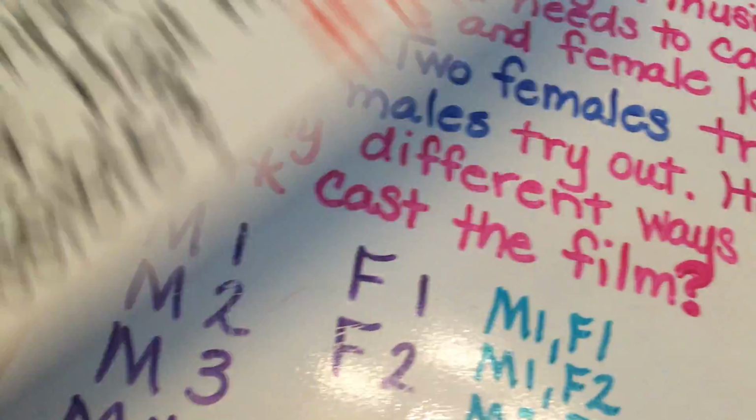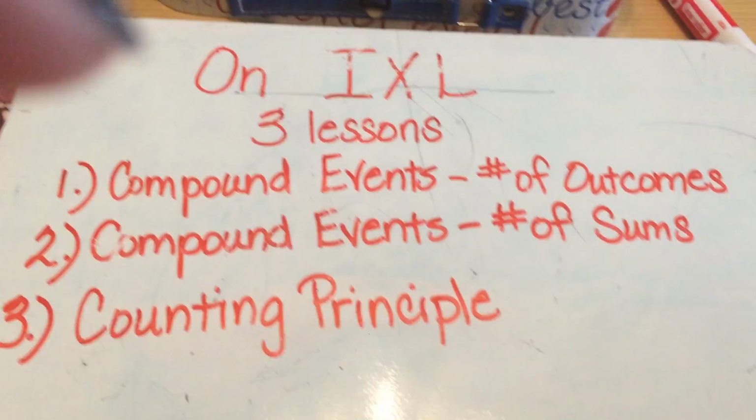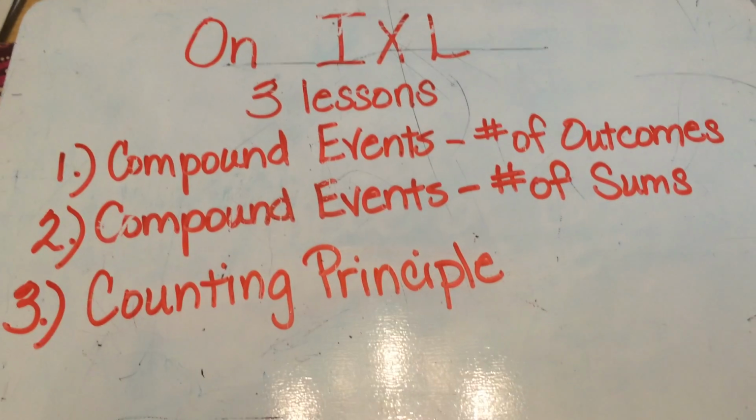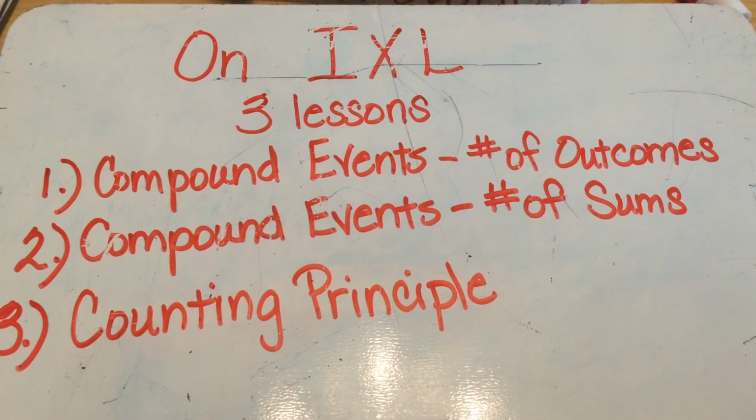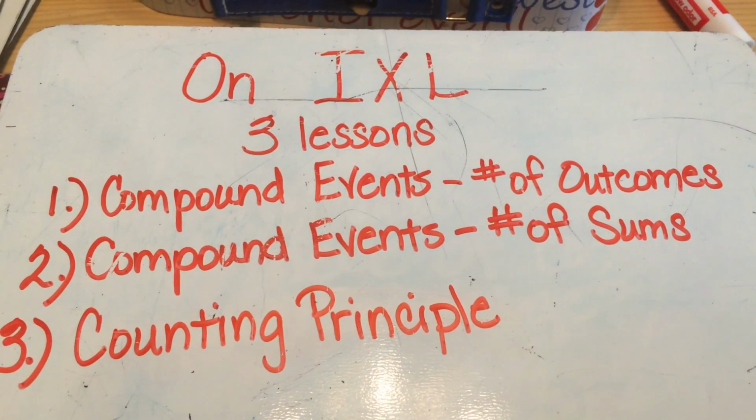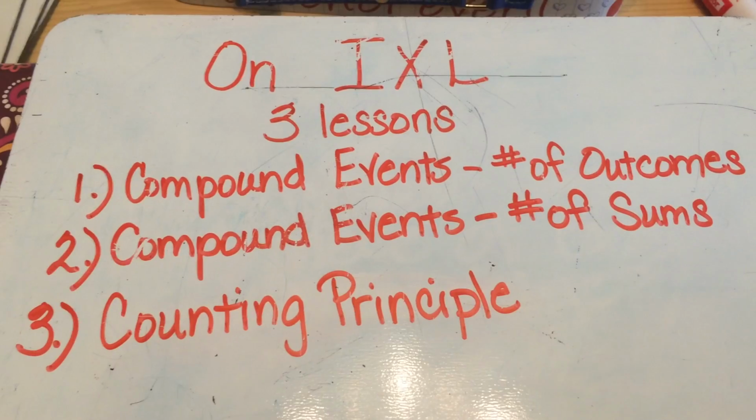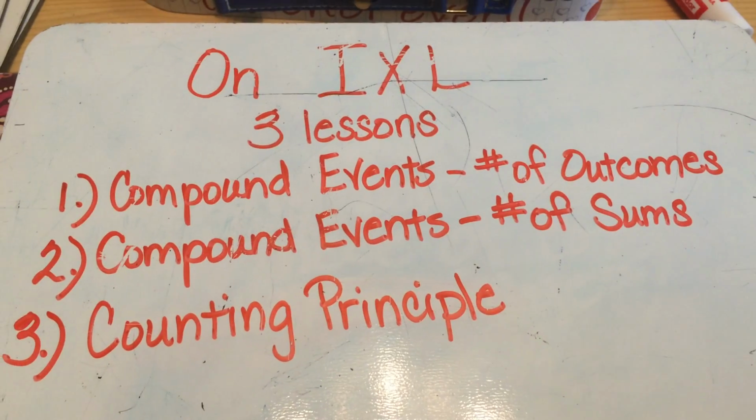So, looking at compound events and the number of outcomes, compound events and the number of sums, and counting principle. Now you can go onto iExcel and you can try these 3 lessons. You will see on Google Classroom or on iExcel, it should show it as well, where I have assigned you 3 lessons. One is compound events and the number of outcomes. One is compound events and the number of sums, and one is counting principle. Complete those and see how you do with it. I expect you to have no problem at all.